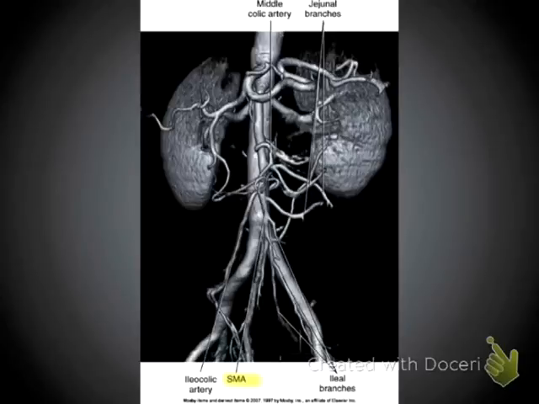Here's another 3D reconstruction that I feel really demonstrates things very well. We have the aorta coming down, the celiac trunk. We have left gastric, splenic, common hepatic. And then below that we have the SMA dividing here. We really don't get a good demonstration of the IMA on this because everything's kind of overshadowing it. But we also do have right and left renal arteries. And we do have right and left iliac arteries and then internal and external iliac arteries as well.